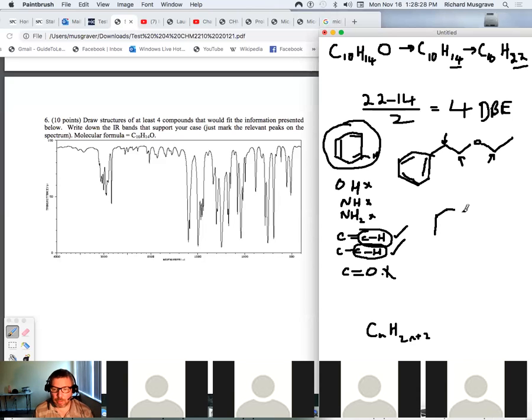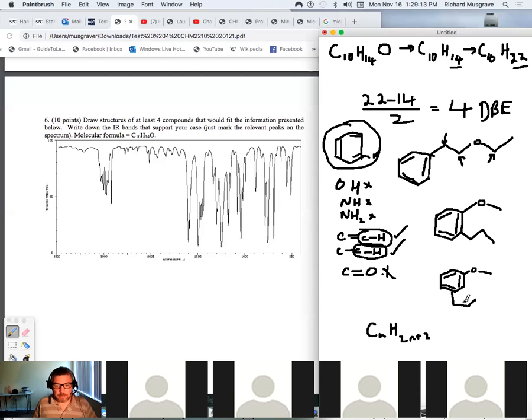There's another possibility too. We actually don't have to have just one thing on the ring. We could have something like this. And that would fit. And this would be different as well. You can see that then the possibilities become quite great once you realize you can move stuff on the ring and you don't have to attach just one thing or 2 things even. You can attach 3 or 4 and still come out with the same formula. So I think I asked for 4 compounds. There's probably about 16 you could draw that would fit.